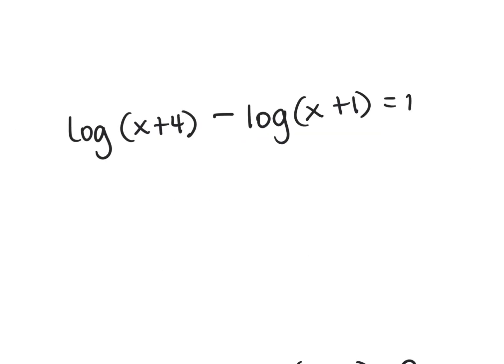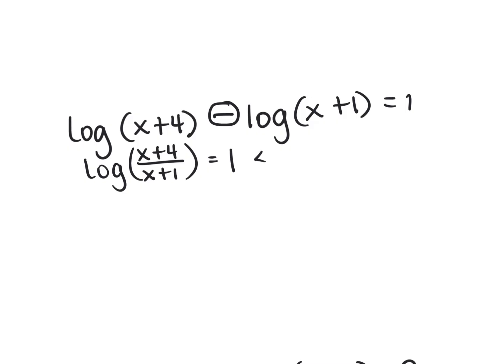So this next one, we again have 2 logarithms on one side, so we have to collapse it. This time we're subtracting, which means we're going to have log of the first goes in the numerator and the second goes in the denominator. And that's equivalent to 1. So again, now we have 1 logarithm on the left-hand side and no logarithms on the right-hand side. So we're going to change this into an exponential function. So my baby base is 10, that's understood to be there. And this one's much smaller because it's 10 to the first power. And this is going to be equal to x plus 4 over x plus 1.